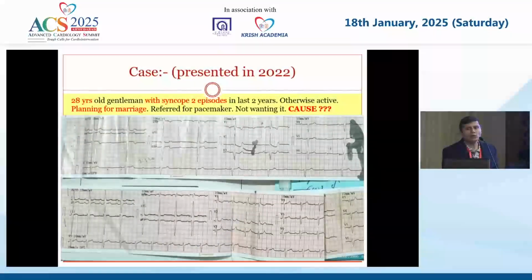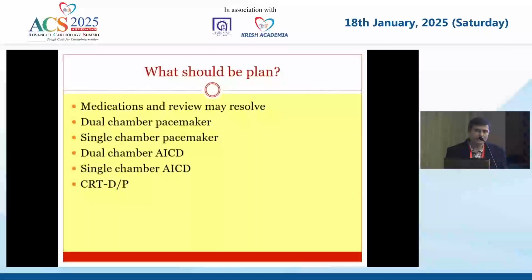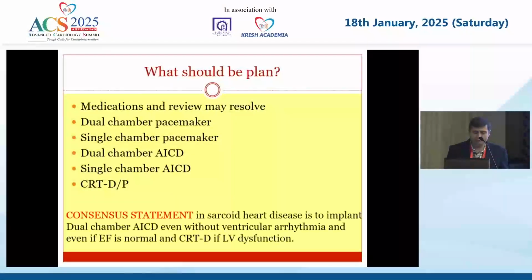Again, a 28-year-old presenting with complete heart block or high grade AV block, symptomatic but not wanting a pacemaker. We evaluated, PET scan was positive, again a single nodule there. We asked him to get a pacemaker done, but he was delaying again and again. But if you have patients who have not been put on a pacemaker and you want to plan a pacemaker, the recommended therapy is a dual chamber ICD.